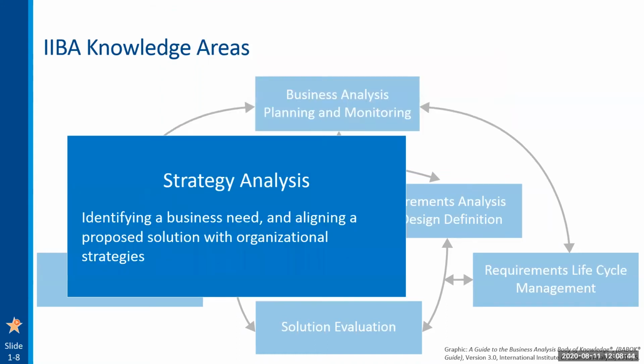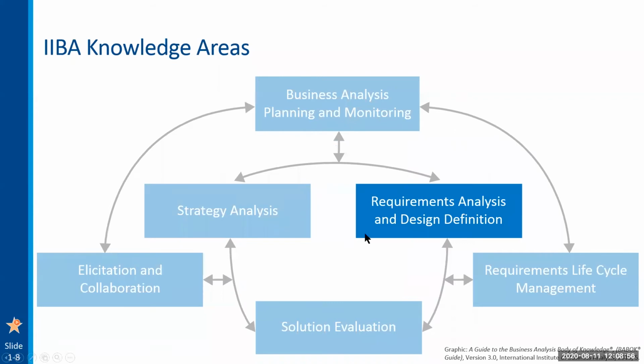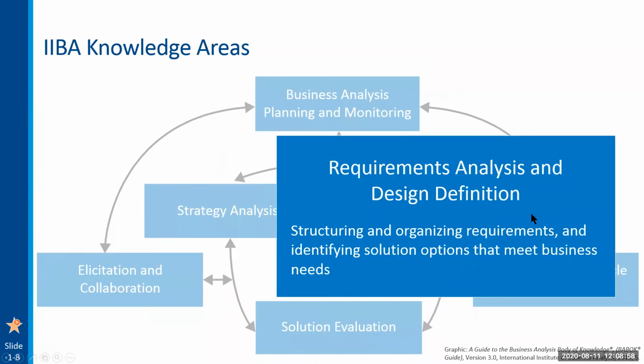We talk about strategy analysis. This is your long-term plan. That's what a strategy is. So identifying business needs and aligning a proposed solution with organizational strategies is also part of what the IIBA speaks to. There's a knowledge area for requirements analysis and design definition. So this is where we structure and organize the requirements and identify solution options that will meet our business need. There could be more than one. Could be more than one solution.